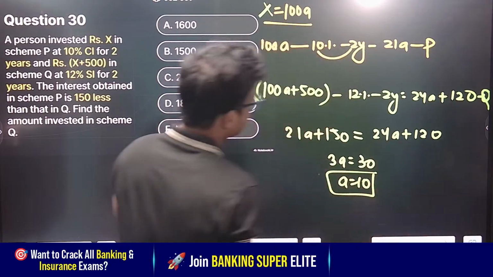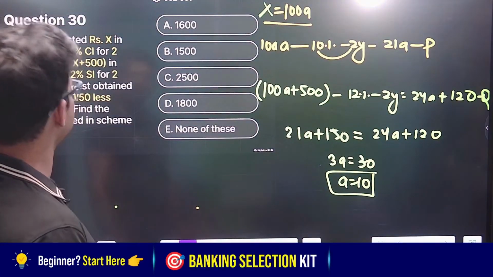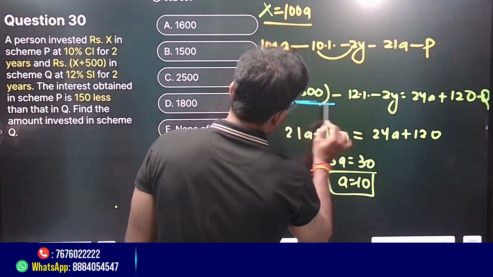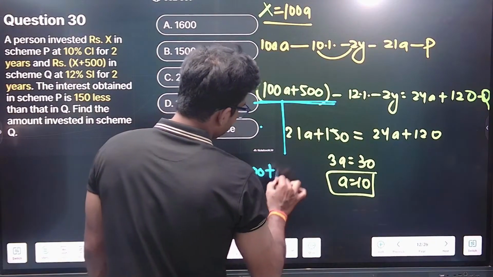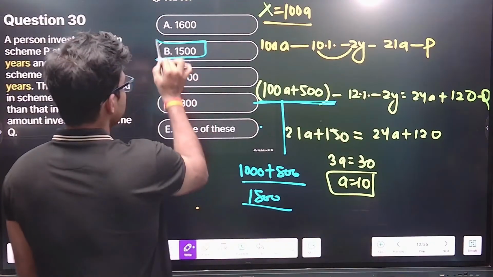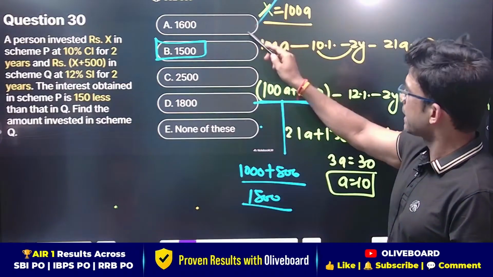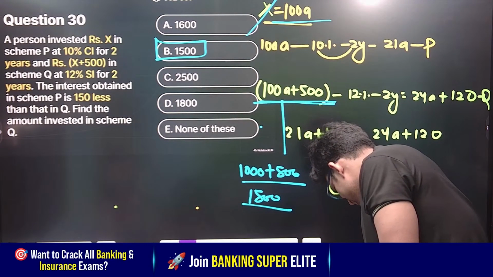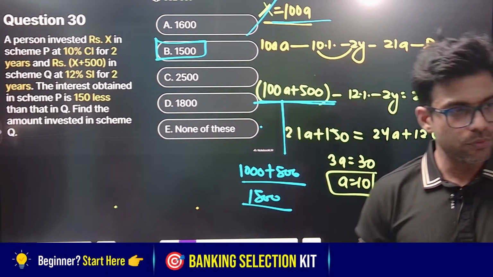If A is 10, they are asking what? A is 10, so this is 1000. They are asking to find the amount invested in Q, which is 100A plus 500. A is basically 10, so 1000 plus 500 is 1500, which is the answer. Now see, if you take X, X creates a problem. That's why don't take X, take 100A. Is it understood by all of you? Yes or no?